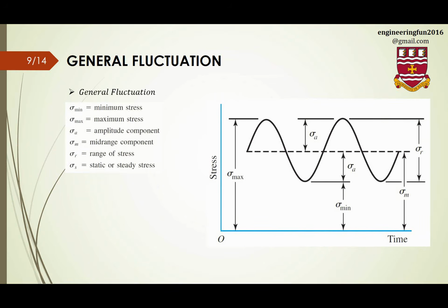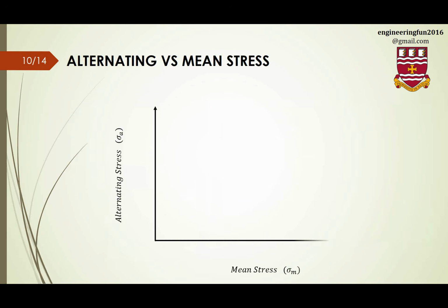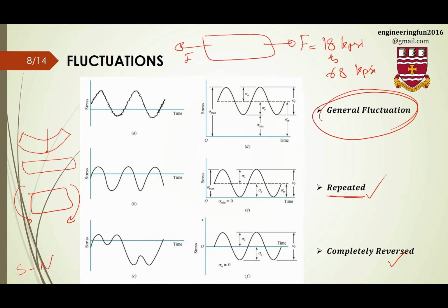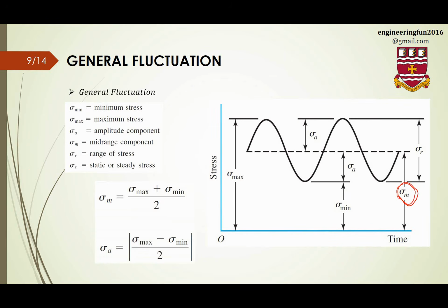In a general fluctuation scenario, there are two parameters that are important for us. The first one is the amount of offset, which is known as mid-range stress or average stress, which is maximum plus minimum stress divided by 2. This is maximum plus minimum divided by 2. In our case, it was 68 and 18. Those were forces, so we need to find the stresses by dividing them by surface area, and we just find the average. So this is the average one.